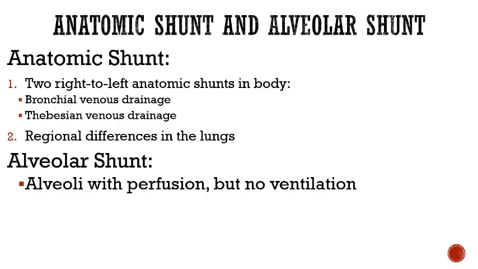Okay, anatomic shunt and alveolar shunt. Your anatomic shunt is your two right to left anatomic shunts in the body, your bronchial and your Thebesian venous drainage. And the other anatomic shunt is your regional differences in the lungs, and those occur because you have this low pressure system, and so it's very gravity dependent.